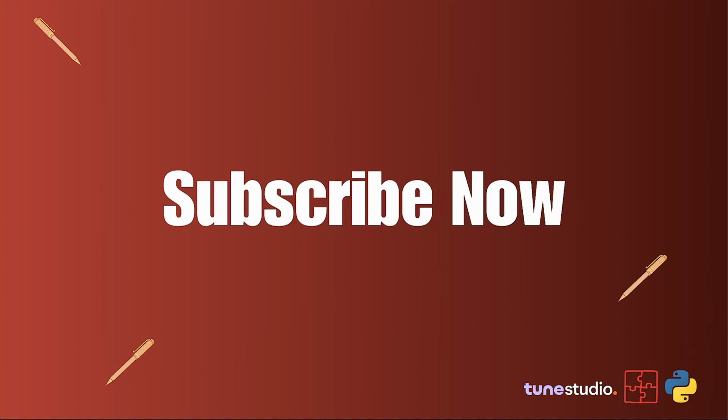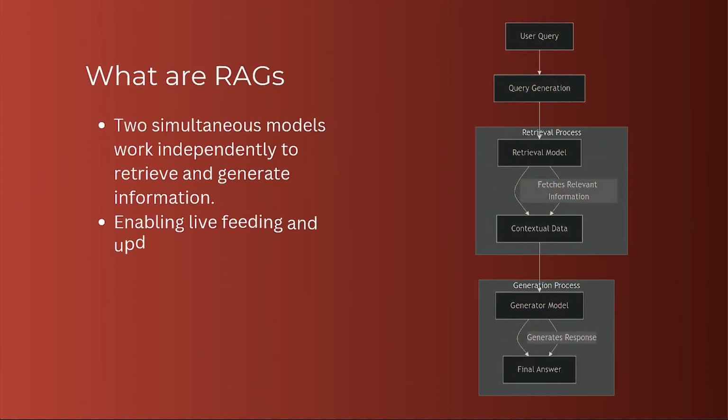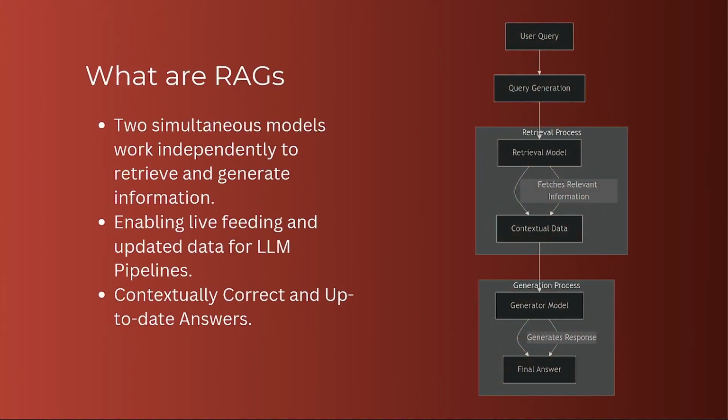Let's talk about the hero of this video. What are RAGs? Retrieval-Augmented Generation systems significantly advance the capabilities of LLMs. RAGs integrate traditional information retrieval mechanisms with generative models, enabling them to fetch relevant external information in real time before crafting responses. This approach addresses a critical limitation of standalone LLMs, which rely solely on their training data and can need help with accuracy, especially for niche or specialized topics.